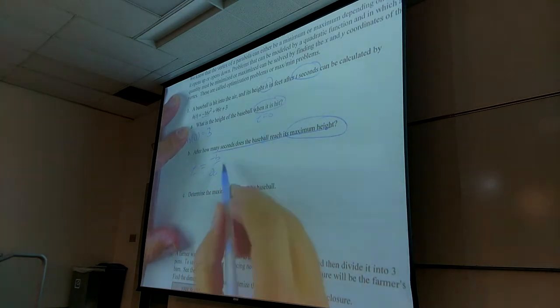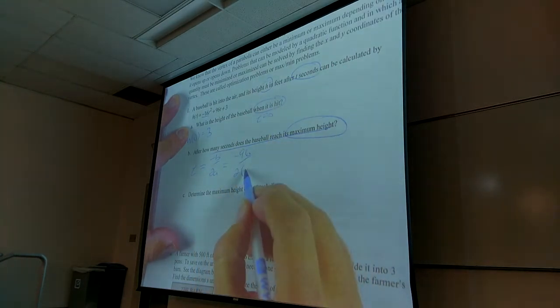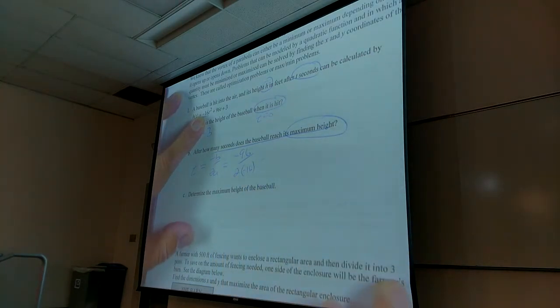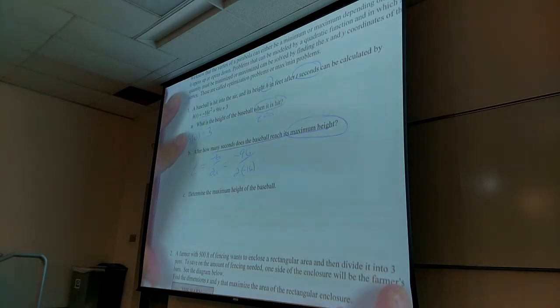What's b? 96. So negative 96. And what's a? Negative 16. I believe that's 3. Not mistaken. Could be mistaken very easily. Is anybody going to help me out? Is that 3?